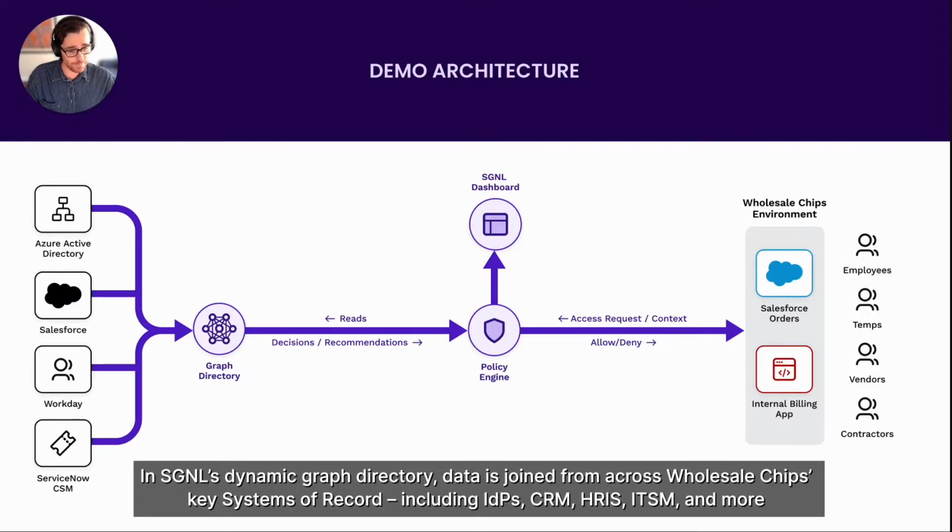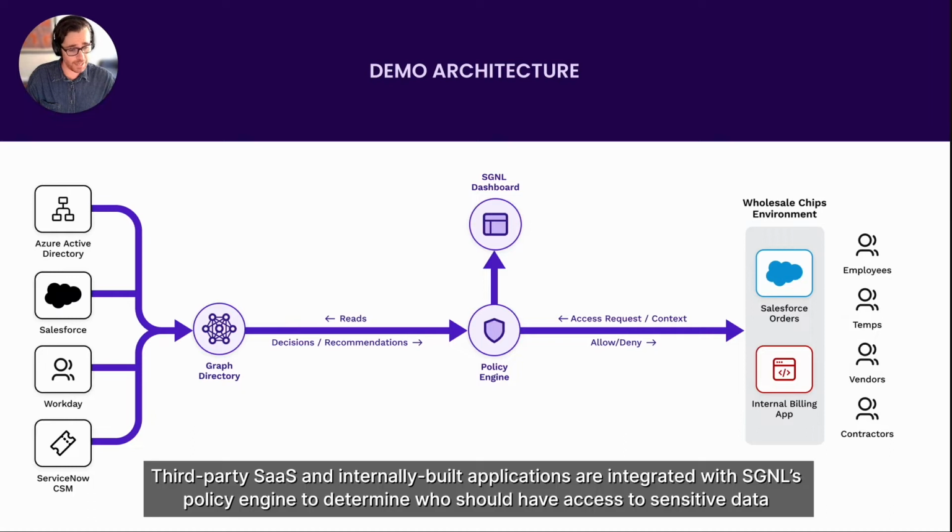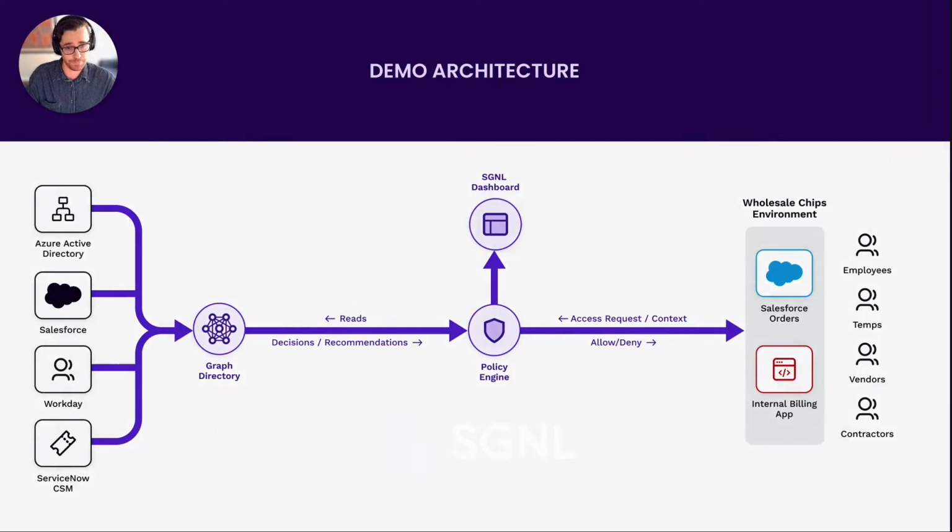On the right, you can see two applications integrated with Signal. The first, a third-party SaaS application, Salesforce, and the second, an internal billing application developed within Wholesale Chips to better cater to the needs of their customers. These applications will leverage the Signal policy engine and the underlying graph directory in order to determine who should have access to data and will allow Signal to grant access just in time when a user requests it.